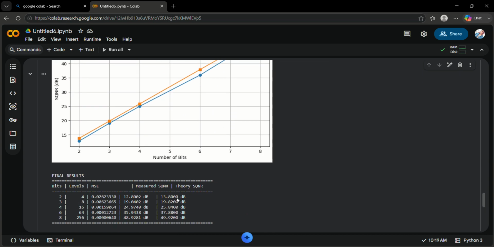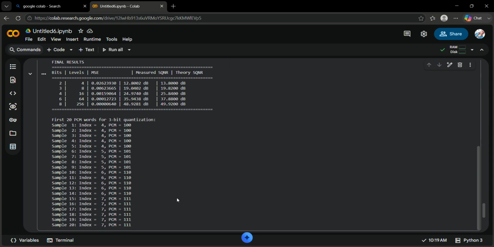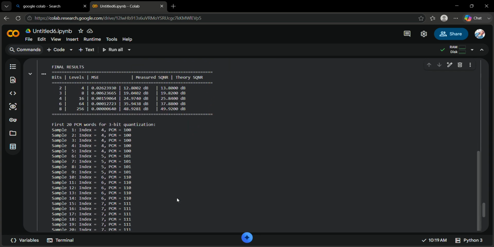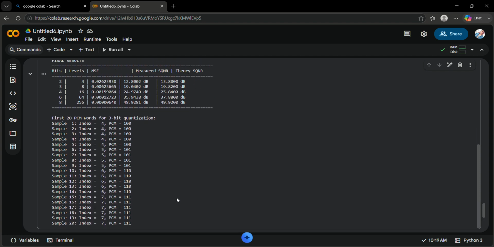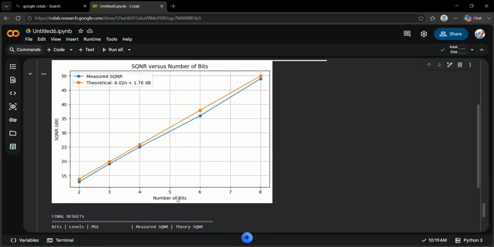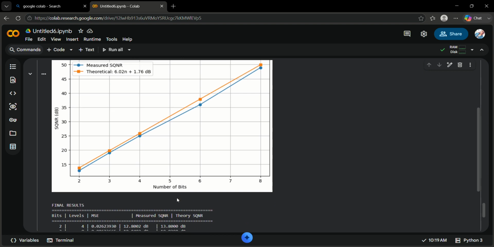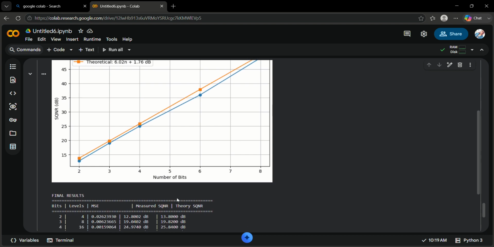The graph shows SQNR versus the number of bits. The theoretical value for a full-scale sinusoidal signal is approximately SQNR equals 6.02 n plus 1.76 decibels. We can observe that SQNR increases as the number of bits increases. Therefore, increasing the number of bits reduces quantization noise and improves the quality of the reconstructed signal.